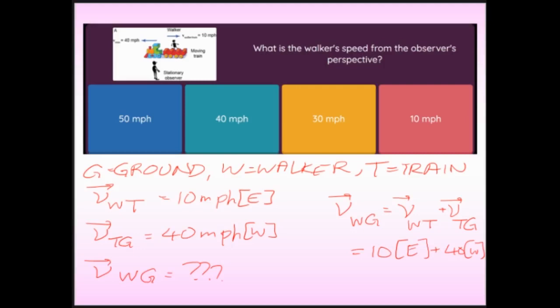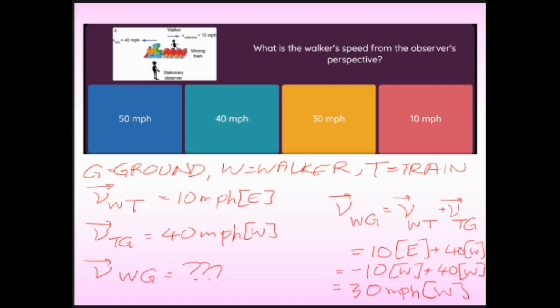So we're going to do what? Negative 10 west plus 40 west. What's negative 10 plus 40? It's like 40 minus 10, which is 30, but which way? West. 30 miles per hour in the west direction.